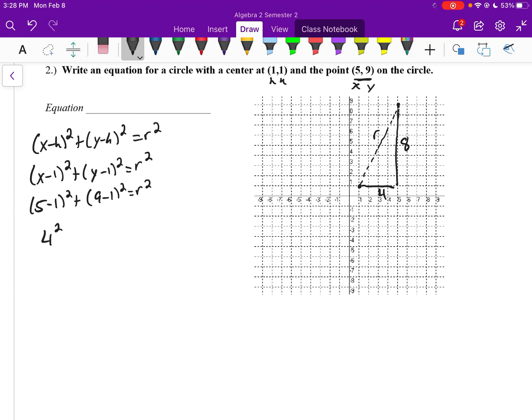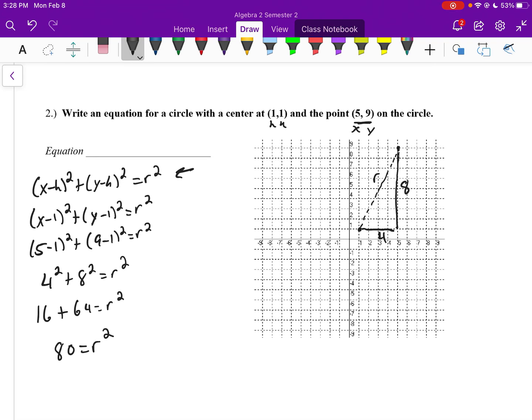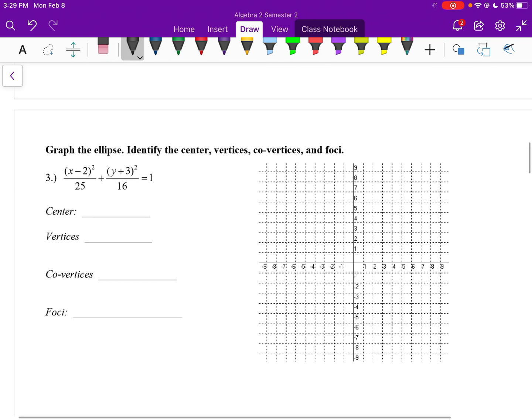So 4 squared plus 8 squared to give us r squared, or 16 plus 64 equals that r squared, which adds up to be 80. And again, when we're writing the equation of a circle, we want r squared in our equation, so we can stop there, and we'll end up with x minus 1 squared plus y minus 1 squared is equal to 80. So there is writing the equation of a circle.